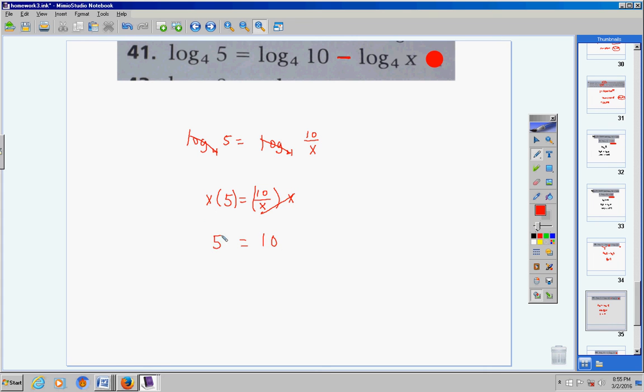Do you see what I did? I did not want this x in the denominator, so I multiplied both sides by x, okay? And now look what you have. 5x equals 10. Divide both sides by 5, and x equals 2. And there's your answer. Now, don't forget to check your answer. Put a 2 in for x right here. And is your argument positive? Yes, it is. Okay, moving on to the next problem.